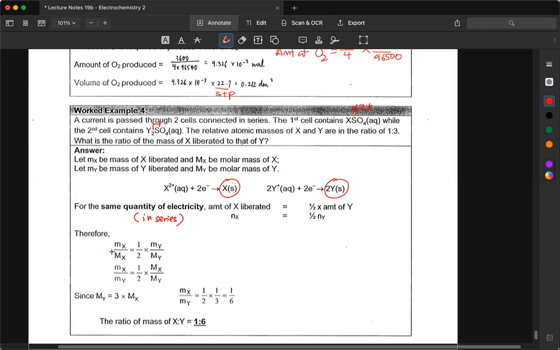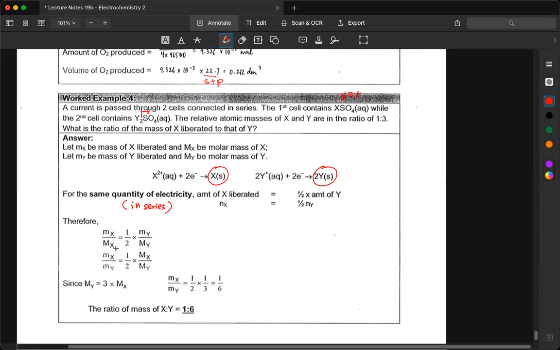So to find the mass ratio, first of all we take this. This is for X. So the mole of X is half of the mole of Y. After that you just shift this thing downward. So it's just shifting Y to here and MX to there.